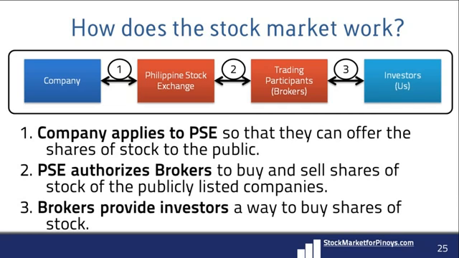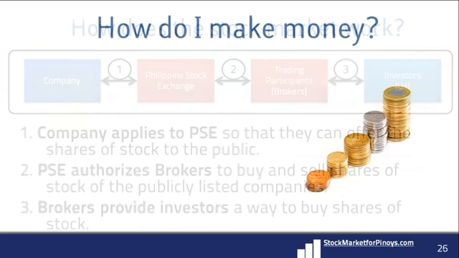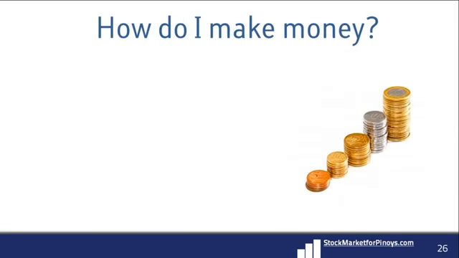So with this, you just have to remember the 4 groups of people that make the stock market work. The company that needs to expand, the PSE that screens the companies, the broker that provides us the way to buy and sell shares of stock, and of course, us, the investing public. With that, let's go on to the more interesting part on how money is made.